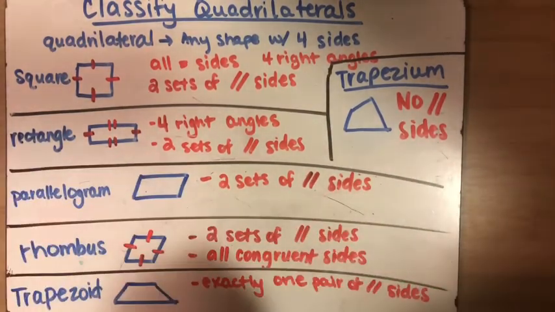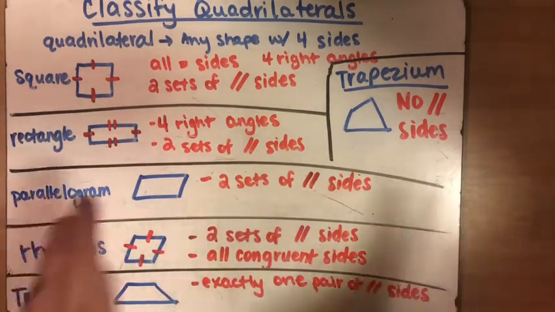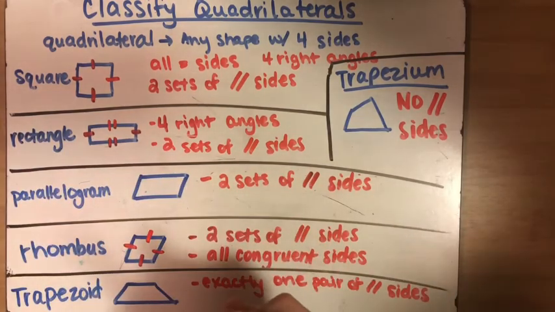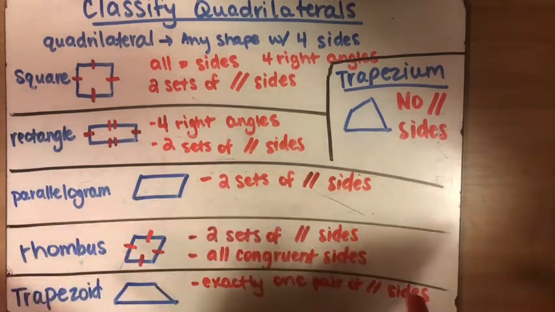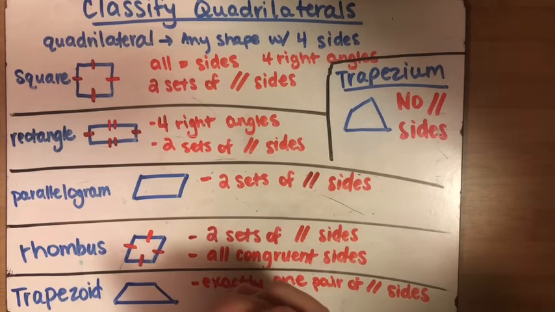So these are all the different classifications of quadrilaterals. These are the rules that define the shapes. So you have to follow the rules to be able to classify the shape as a certain shape. And I'm going to post a beautiful sheet of all these rules and all the different shapes.